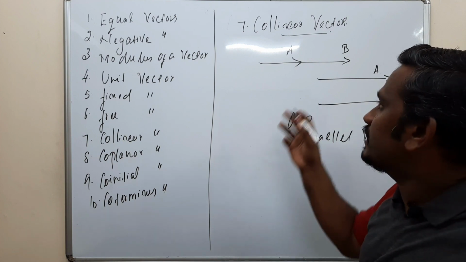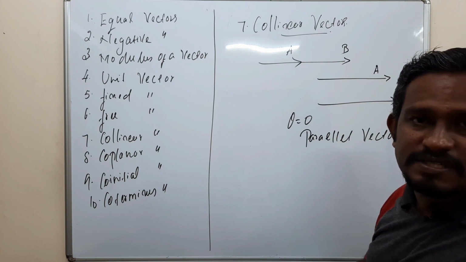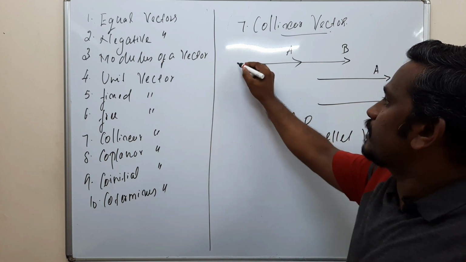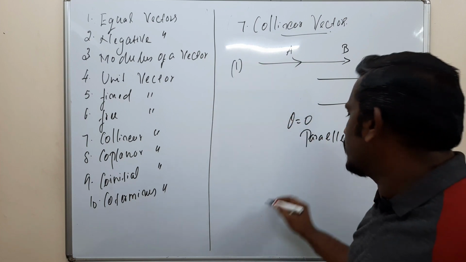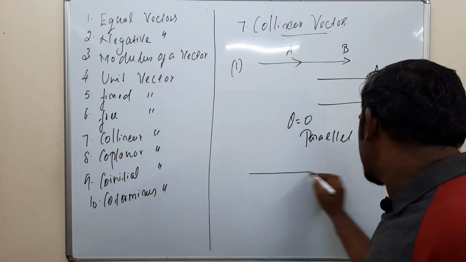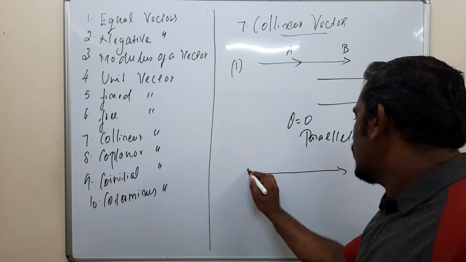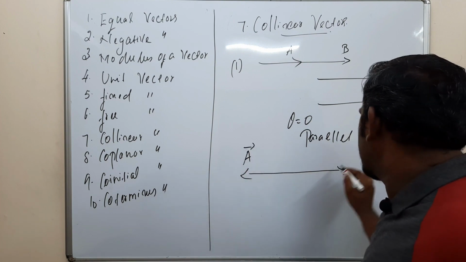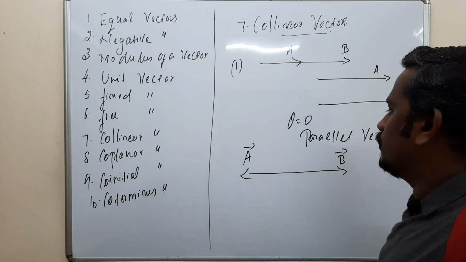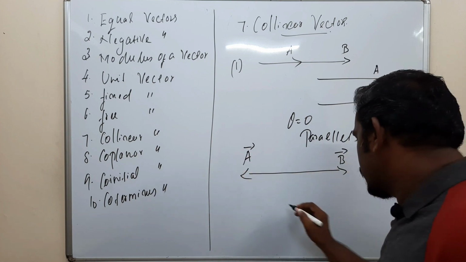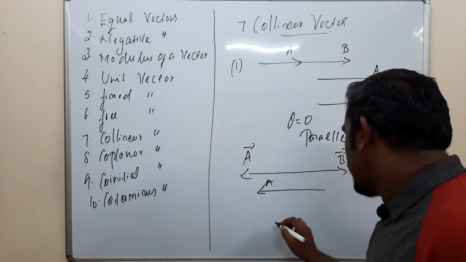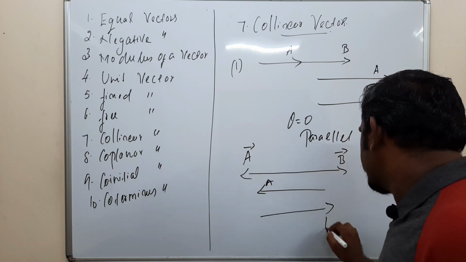Collinear vectors: understand the definition. If the two vectors are acting in the same line or parallel, we can say that they are collinear vectors. So this is case 1. In another case, suppose these two vectors are also acting in the same line. This is A vector and this is B vector. They are acting in the opposite direction. So this is the case.